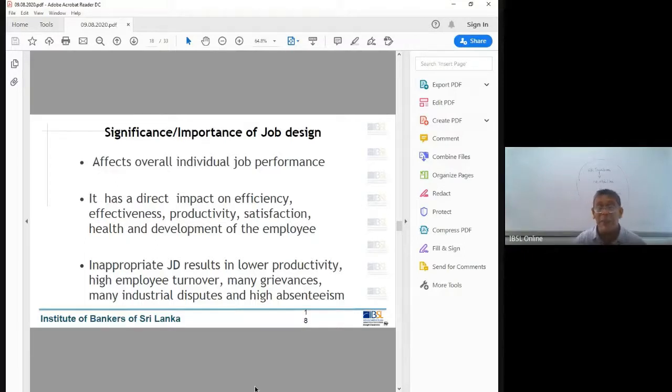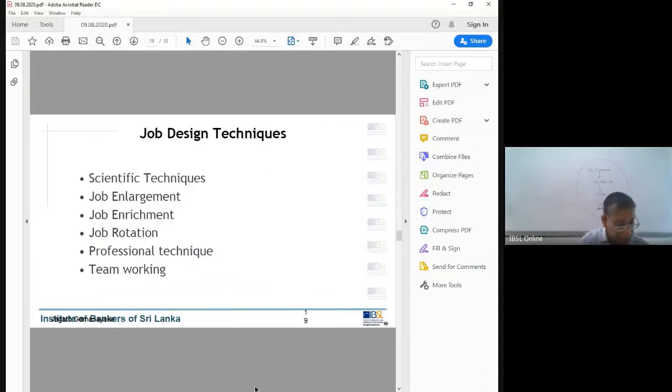Right? Because if you are not satisfied with your job design, you leave the organization. Okay, now let's look at job design techniques. How to design a job. I'm not going to talk much on this. One method, I'll tell you, is scientific techniques. I'm not going to touch everything, right? But you need to know what the job design techniques are, the scientific techniques.